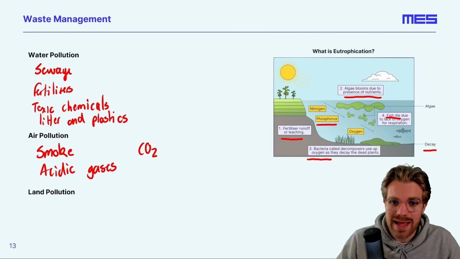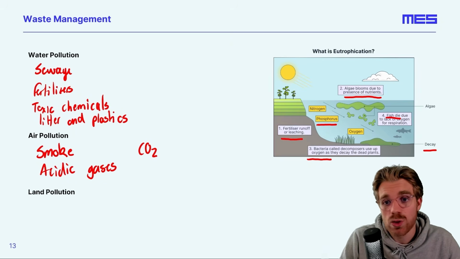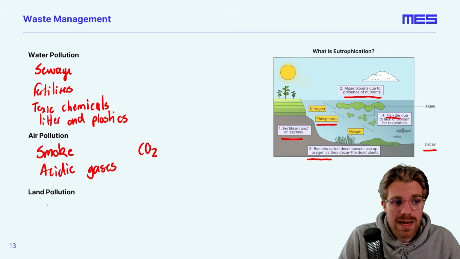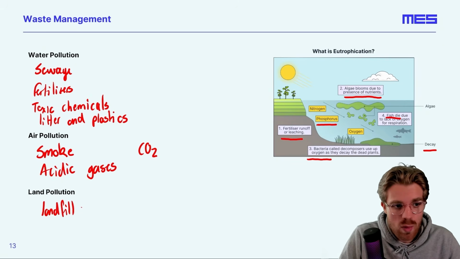And lastly, we have land pollution. Now, land pollution is caused by dumping waste or chemicals on the ground. Land pollution is primarily seen in things like landfill sites, where waste is not recycled, but also the release of toxic chemicals onto the land.